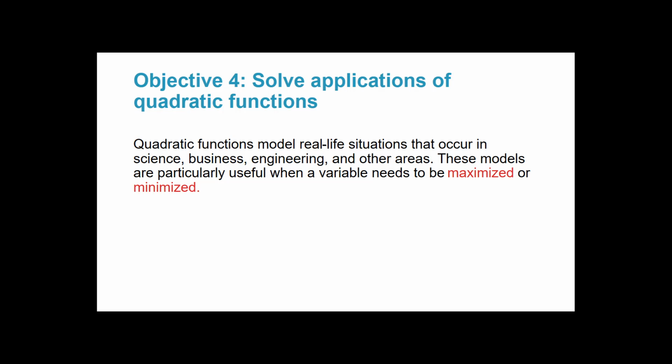In this last video for quadratic functions, we're going to solve some applications. Quadratic functions model real-life situations that occur in science, business, engineering, and other areas. These models are helpful when a variable needs to be maximized or minimized. And why is that? Well, when we think about the maximum or minimum point on the graph of a parabola, it occurs at the vertex. So those are pretty easy points to find. So for our applications, when it asks for the maximum or minimum, always think about the vertex in that particular case.